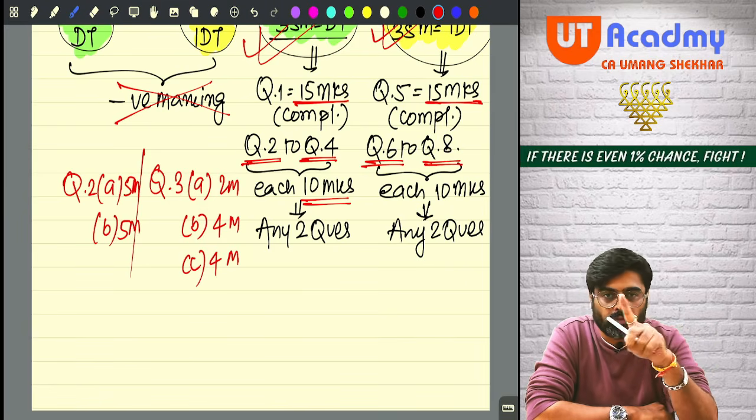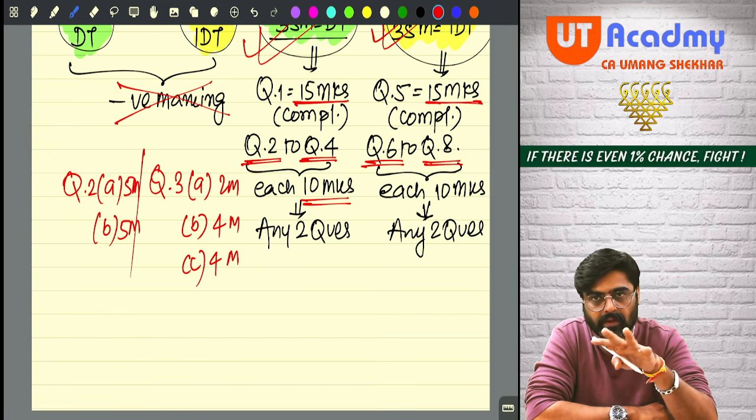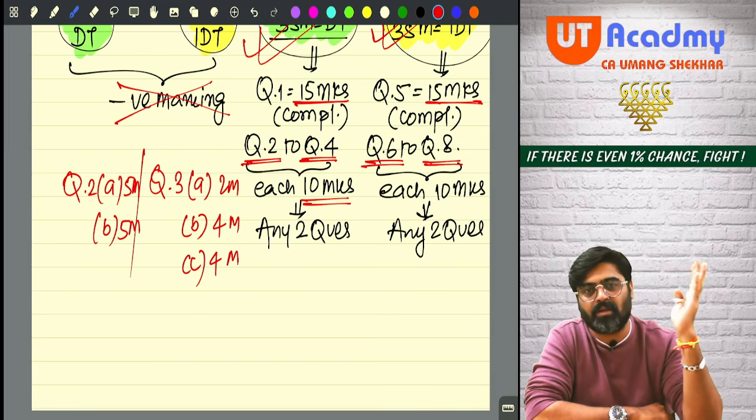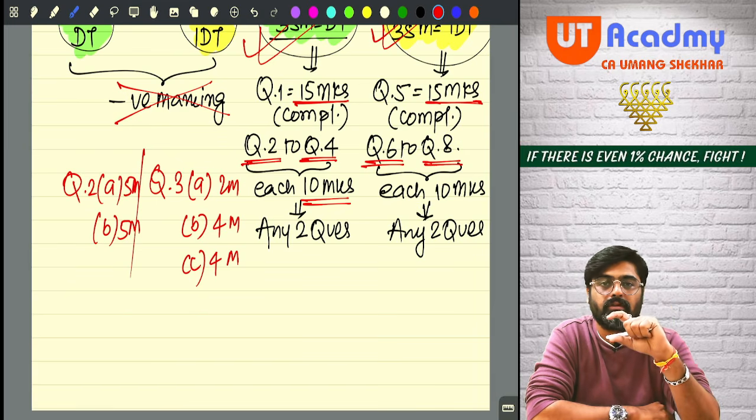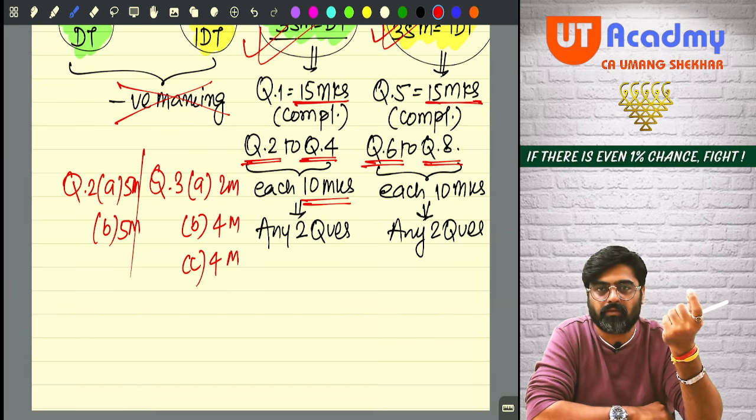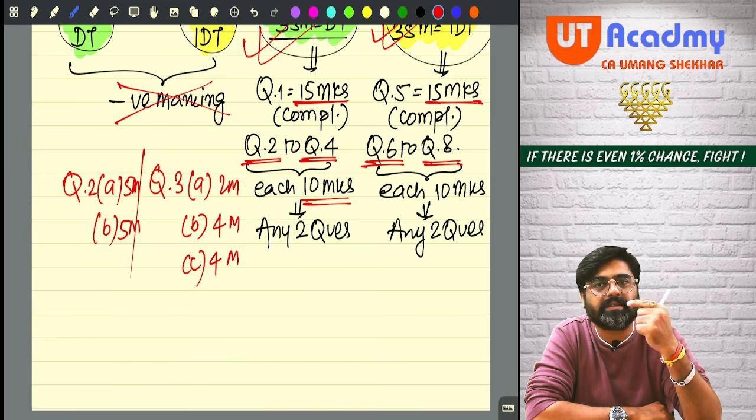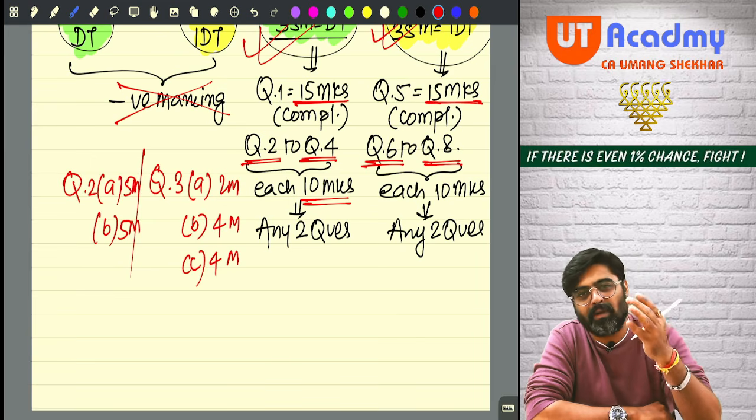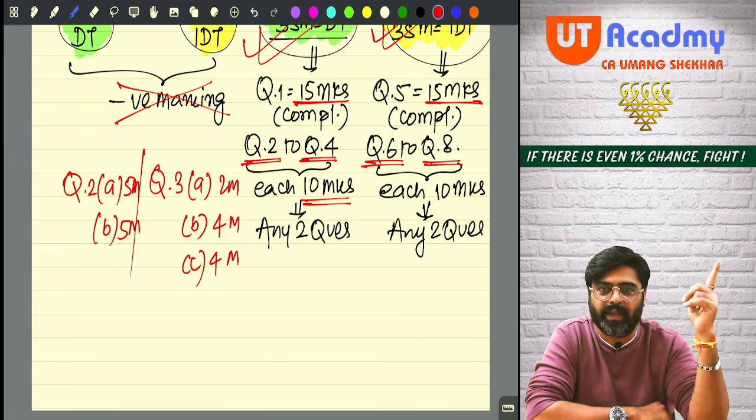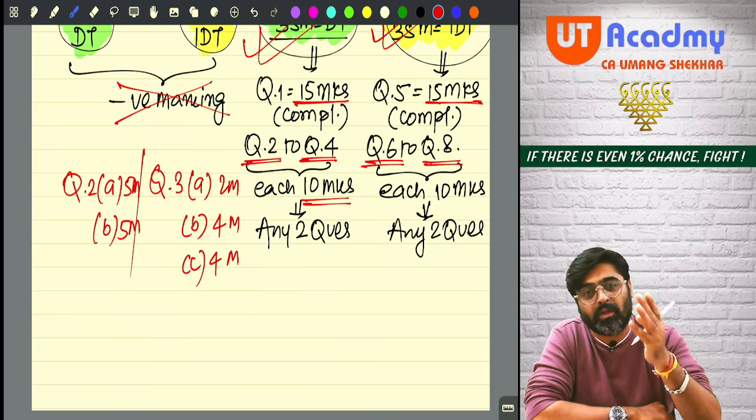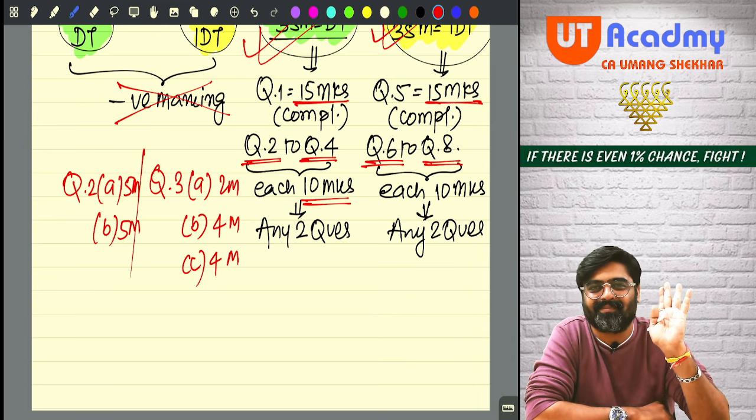Okay? So this will be your paper pattern. Now, coming to our subject. See, the taxation paper will be like this, but what is the subject itself? First, you will have to understand the subject, because till the time you will not understand the subject, you will not love the subject. And if you love the subject, definitely you are going to excel in this subject. So my job will be to make you fall in love with this subject.